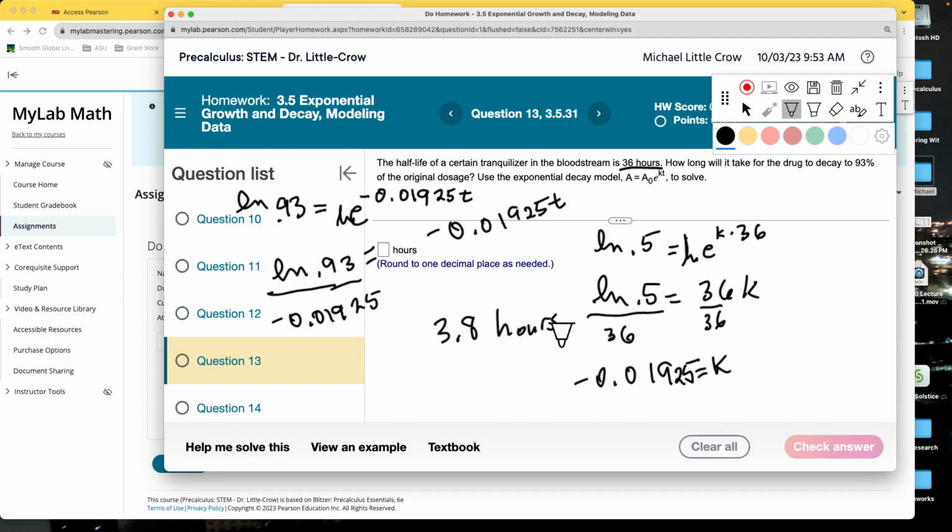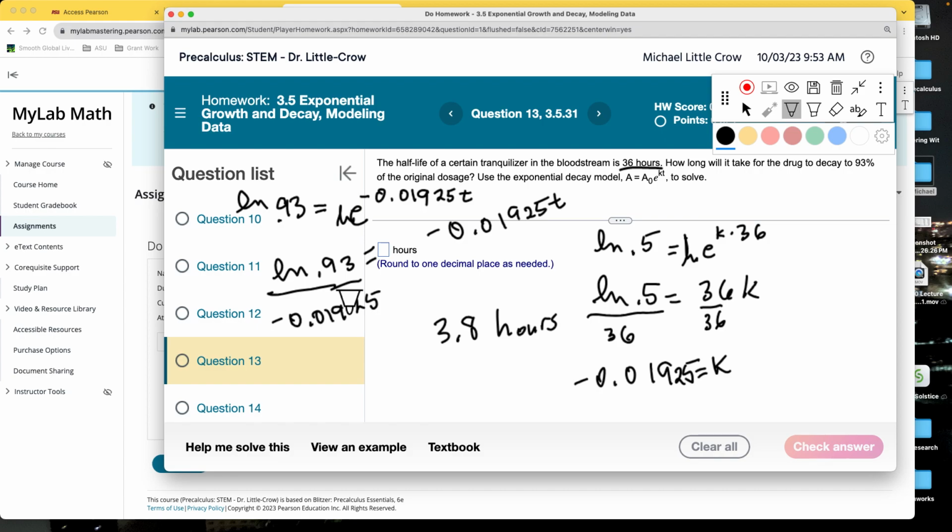Yes. Is the negative necessary for that, or is it just to show you that it's decaying? It shows you it's decaying. It is necessary because when you do the natural log of 0.93, that actually is a negative number, and so then you're dividing by a negative number, which makes it positive.